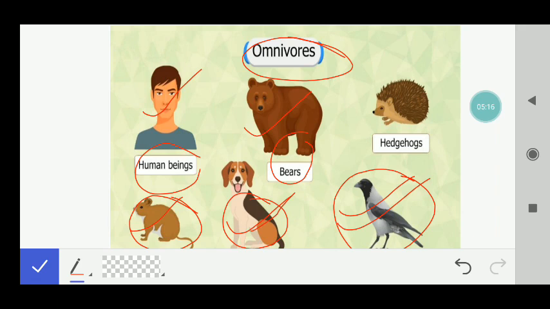Now, let us revise again herbivores, carnivores, and omnivores. Herbivores are the animals that depend only on plants or plant products for their food. Carnivores are the animals that eat the flesh of other animals. Omnivores are the animals that eat both plants and the flesh of other animals.